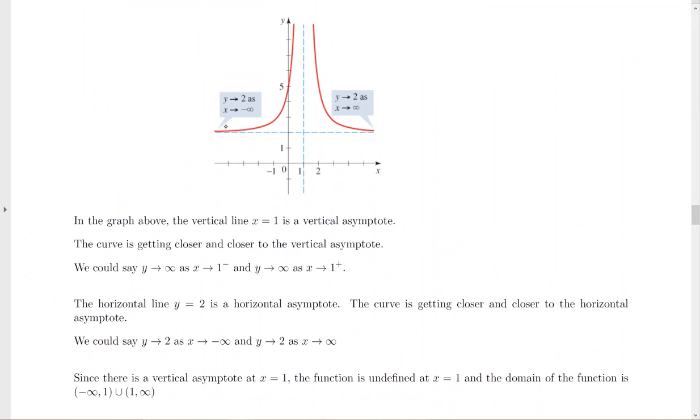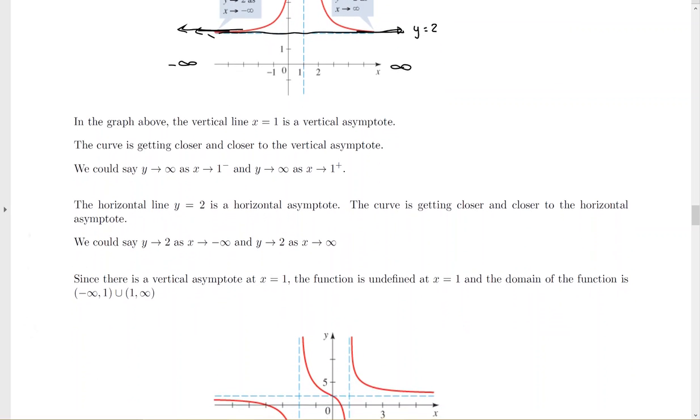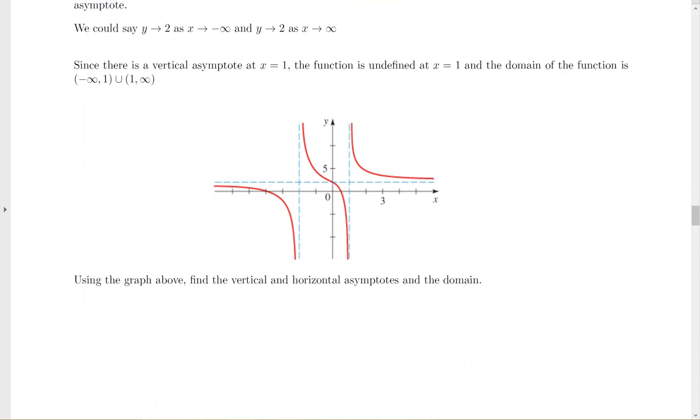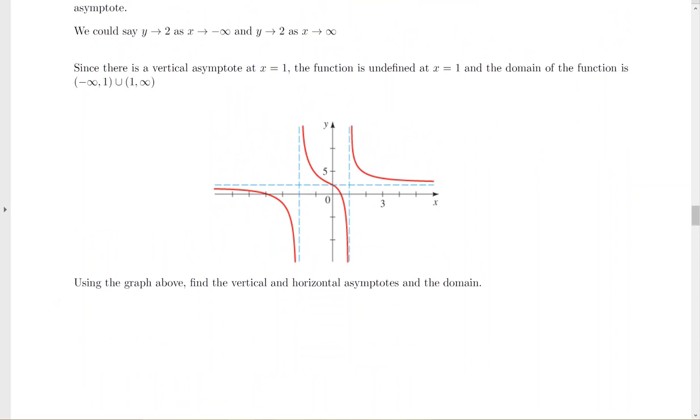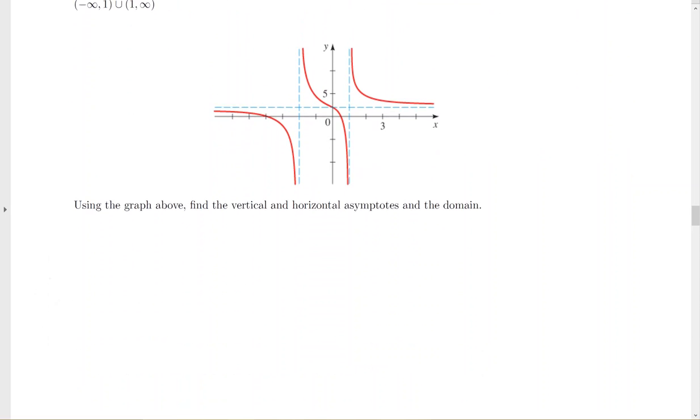As x goes to negative infinity, you're approaching this horizontal asymptote here. And the horizontal asymptote is at y equals 2. That's what your graph is approaching as you go to the far left when x goes to negative infinity. As you go to the far right, as x goes to positive infinity, your y values again approach the horizontal asymptote y equals 2. And then this one we did in class, again, finding the vertical and horizontal asymptotes.